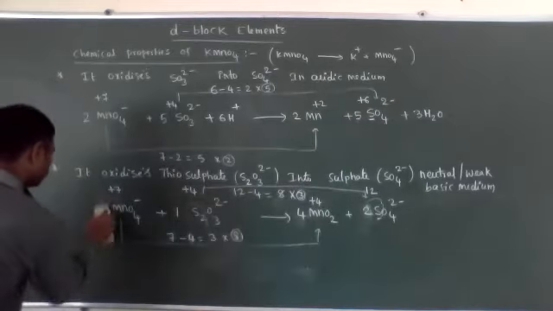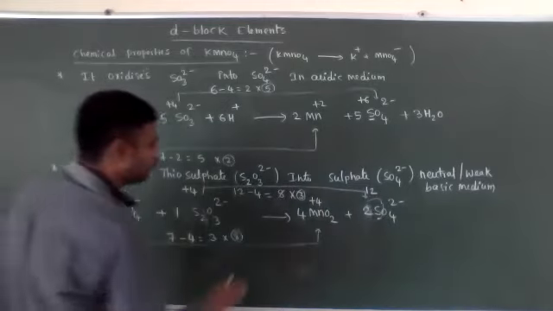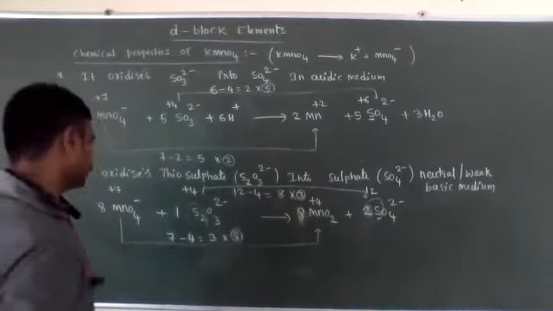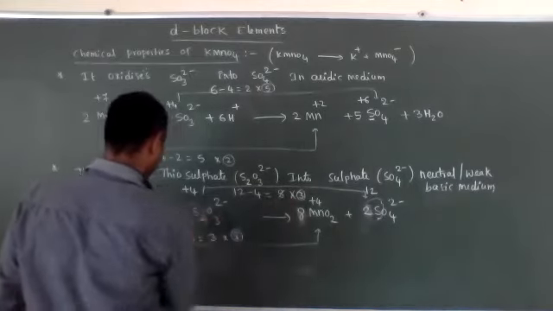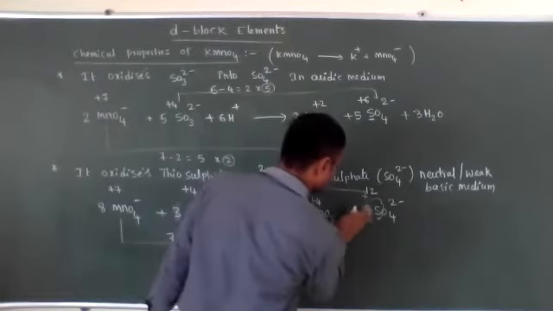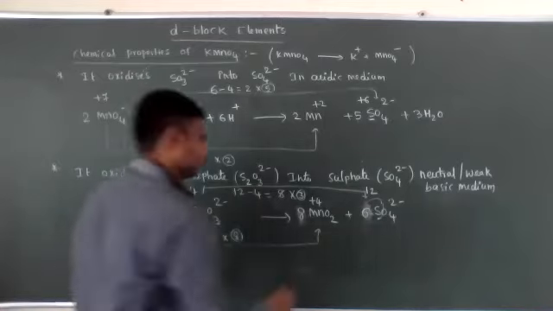Now it is equal to 8 moles of MnO4 minus producing 8 moles of MnO2. Now this we need to multiply with 3. 3 moles of thiosulfate produce 6 moles of sulfate ions.